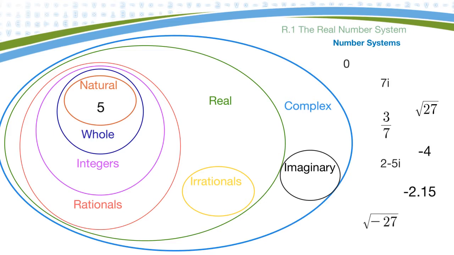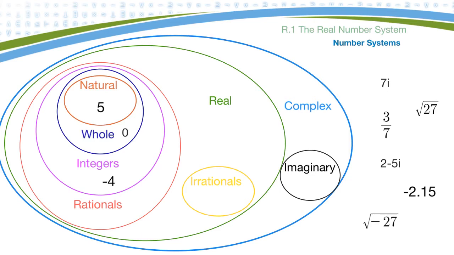Now, a number system that includes 0 is called the whole numbers. So they include all the natural numbers plus 0. Whole numbers are sort of interesting in that they include a 0 and that's it. But again, 0 would be classified as an integer, a rational number, a real number, and a complex number.